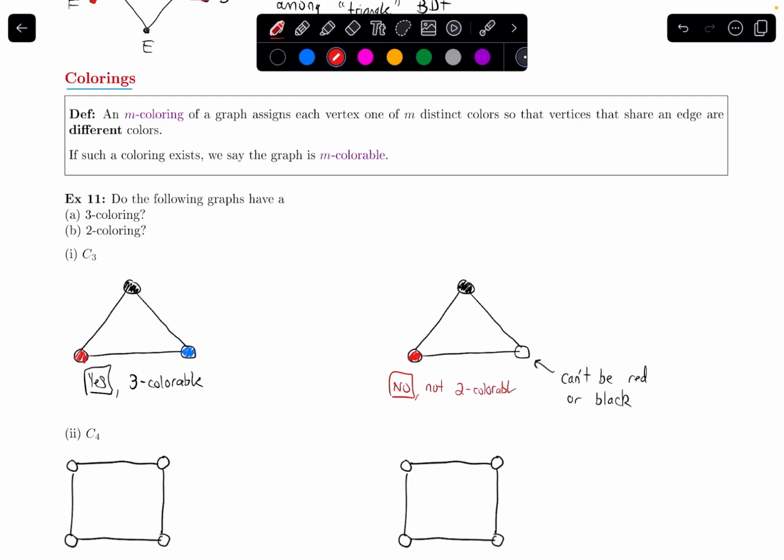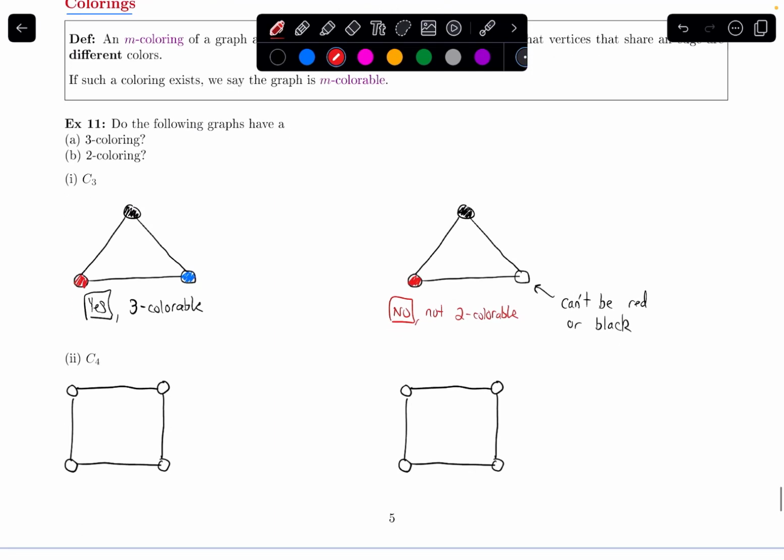Okay. Let's take a look at another example. What if I had a cycle with 4 vertices? So I first want to give you an opportunity to try this one. So pause it for a minute, see if you can do this with 3 colors, then see if you can do it with 2. Pause it and try it. All right, so hopefully you paused it and tried it.